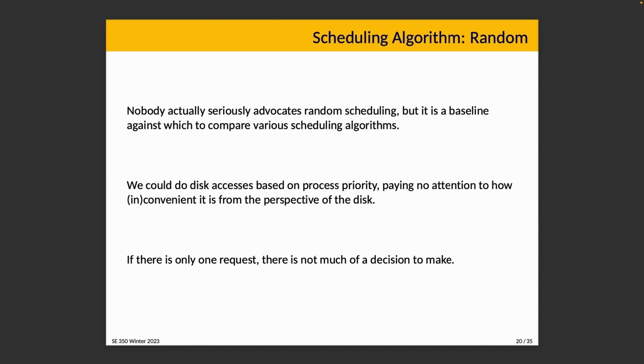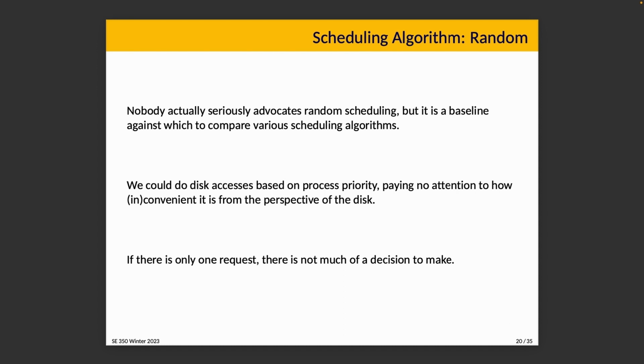Similarly, we could do disk accesses based on process priority, paying no attention to how convenient or inconvenient it is from the perspective of the disk. The highest priority process's request always gets serviced first. And that would work. It is a viable scheduling algorithm, and it does give priority to high priority processes, in that they get their reads and writes done faster, so they're happy with that. But I don't think that's actually all that interesting to talk about here.